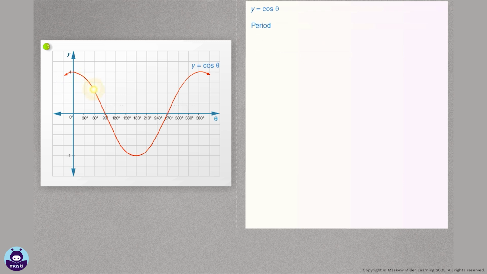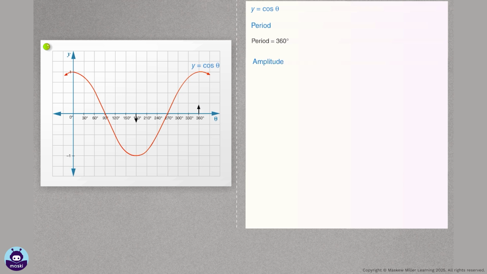Period. Recall the wave shape of the cosine function. The wave takes 360 degrees to complete one cycle. That is, from the y value of 1 to 0, to -1, to 0 again, and back to 1. This is called the period of the cosine function, which is 360 degrees.